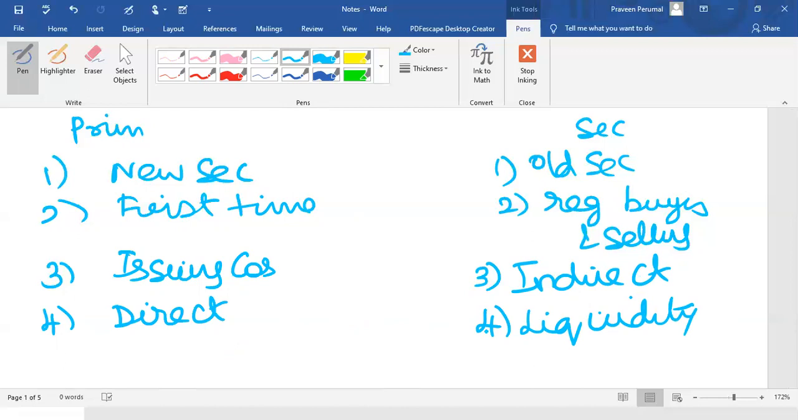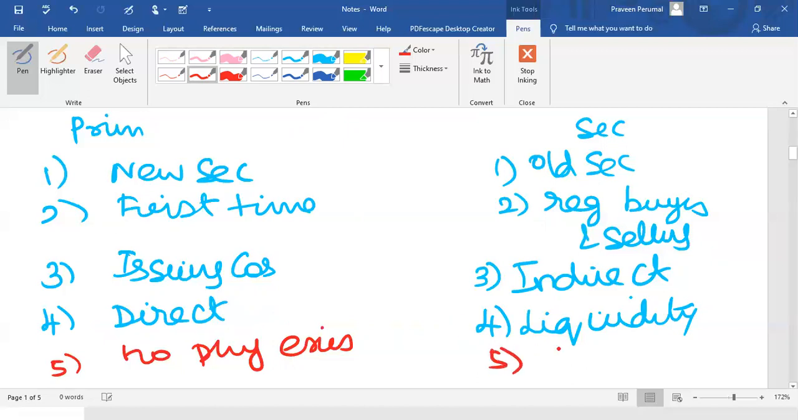Then, next point. Primary market is having no physical existence. It is not rooted in any spot. It has no tangible form either. It is recognized only by the services. However, secondary markets have physical existence and they have a geographical location as well. So these are all the differences between primary market and the secondary market.